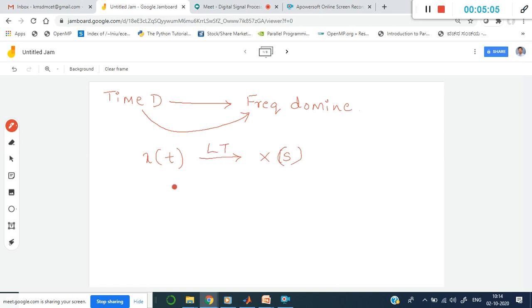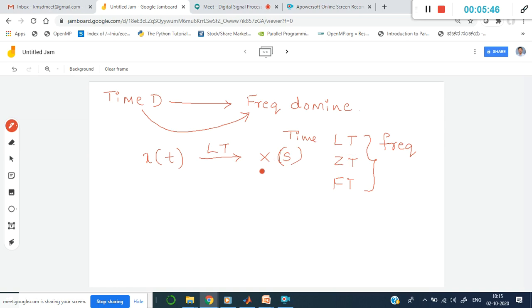Now the point should be very clear. We use the Laplace transform, we use the Z transform, we use the Fourier transform. All three mathematical transforms are used to move a signal, or to transfer a signal, from time domain to frequency domain. Right? So now the question arises: when to use Laplace, when to use the Z transform, and when to use the Fourier transform. Right?